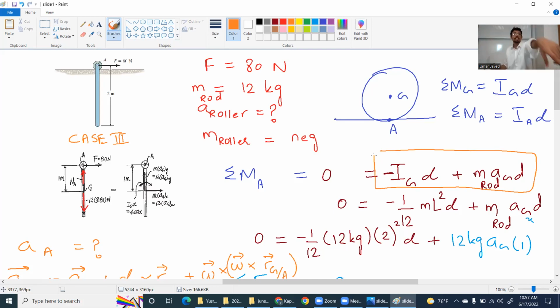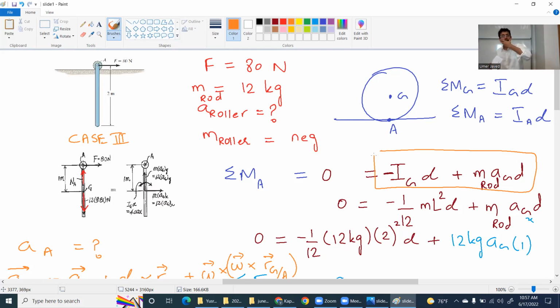The only catch is that I just told you a few seconds back that whenever you are doing the summation of moments about a point of rotation that is not a fixed point of rotation, then apart from the I_A alpha term, you will also have an m a d term that pops up.